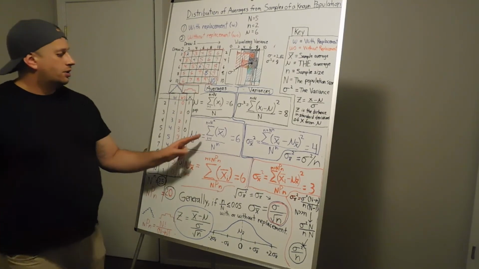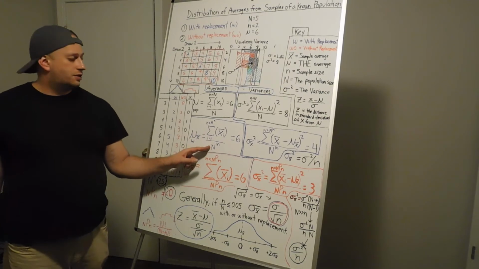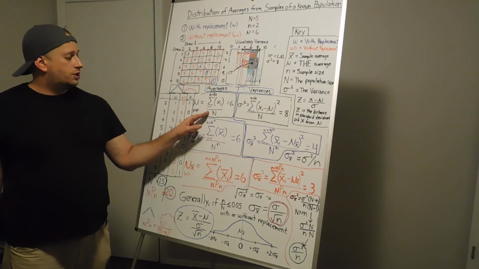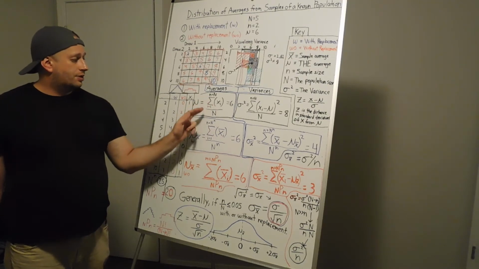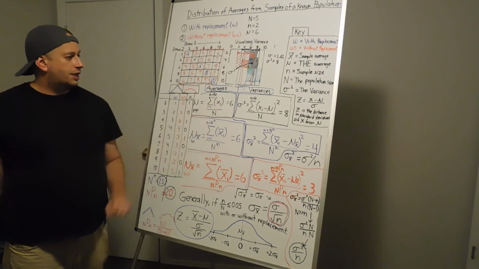Okay? Here, we're using 25, 5 raised to the 2. Here we're just using the 5. We're taking those 5 values, adding them together and dividing by 5, we get 6.